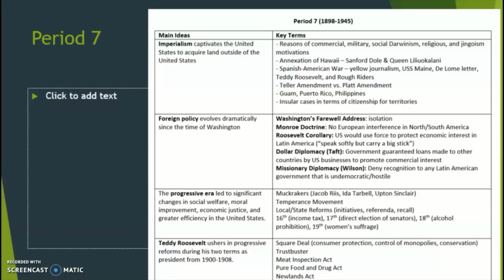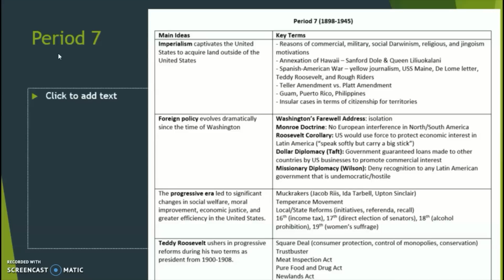All right, now we are into period 7, and period 7 is defined through many different ideas. The first one being imperialism. This is important because now no longer is the United States being the one imperialized. They are doing the imperializing. So one of the reasons for this, certainly for money, military bases, this idea of social Darwinism is going to come about again, religious reasons, and an extreme nationalism known as jingoism.